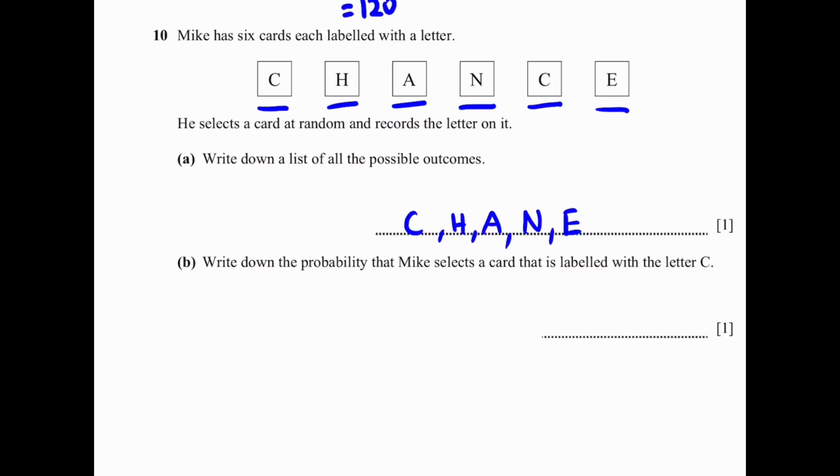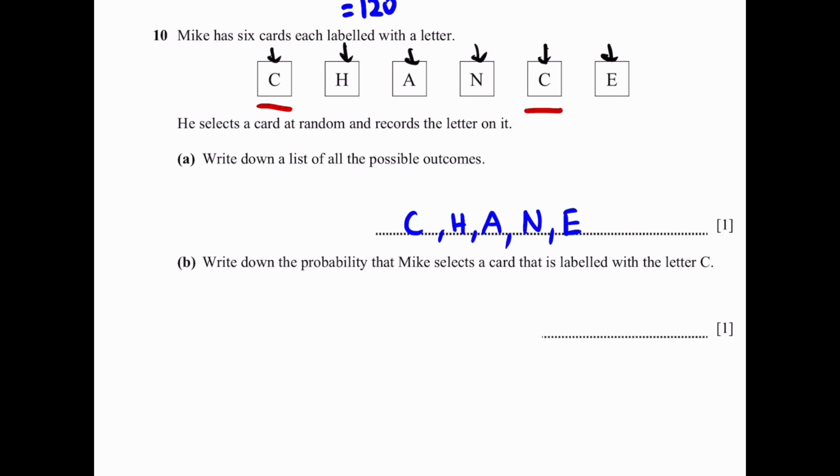Write down the probability that Mike selects a card that is labeled with the letter C, which is the B question. So, how many instances of C are in this? There's 1, 2 instances. Out of how many total instances? 1, 2, 3, 4, 5, 6. 6 letters and 6 instances. This time we count the duplicates as well.